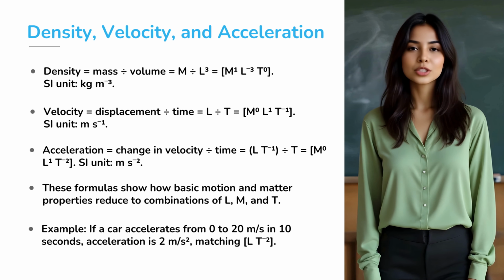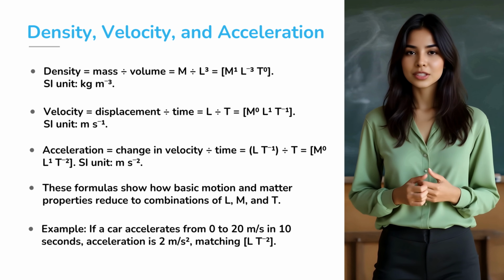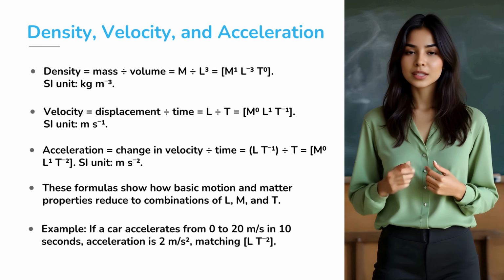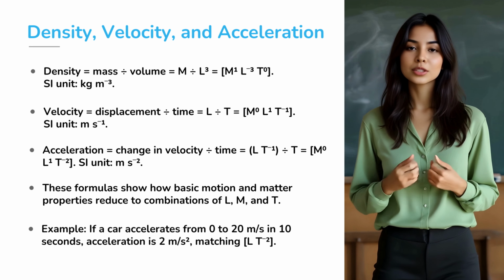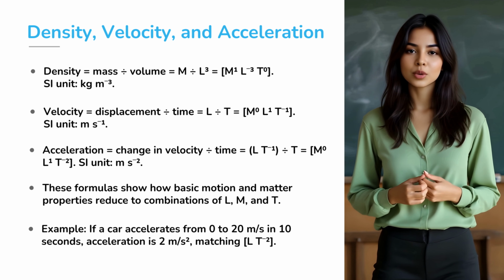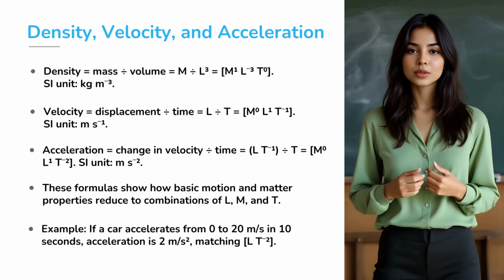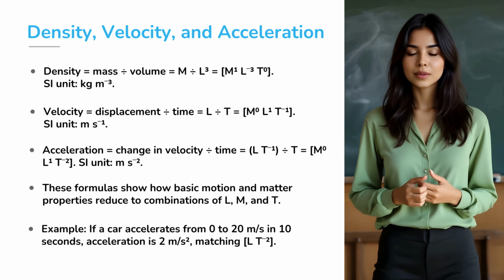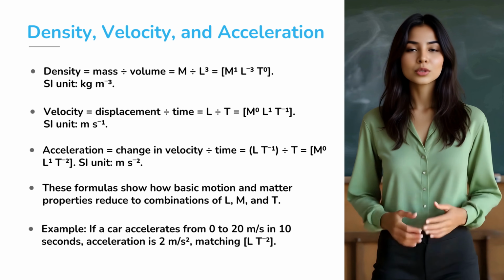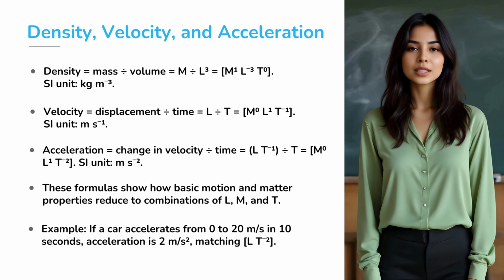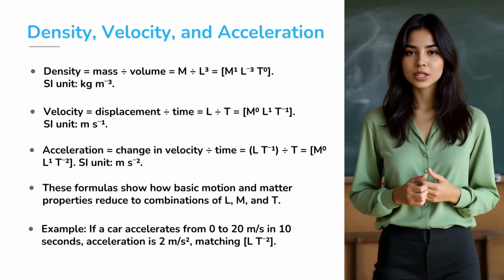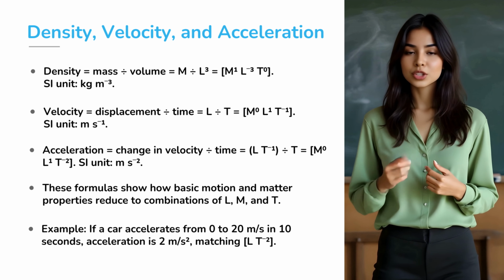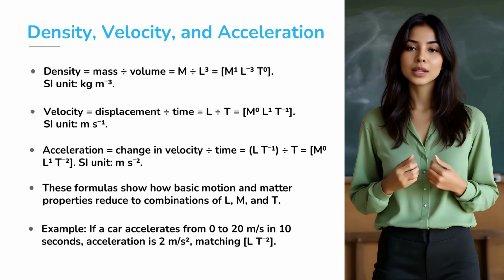Acceleration is change in velocity divided by time. Since velocity is Lt to the power minus 1, dividing again by t gives Lt to the power minus 2. So its dimensional formula is m to the power 0, L to the power 1, t to the power minus 2. For example, if a car goes from rest to 20 meters per second in 10 seconds, its acceleration is 2 meters per second squared, perfectly matching the dimensional formula Lt to the power minus 2.